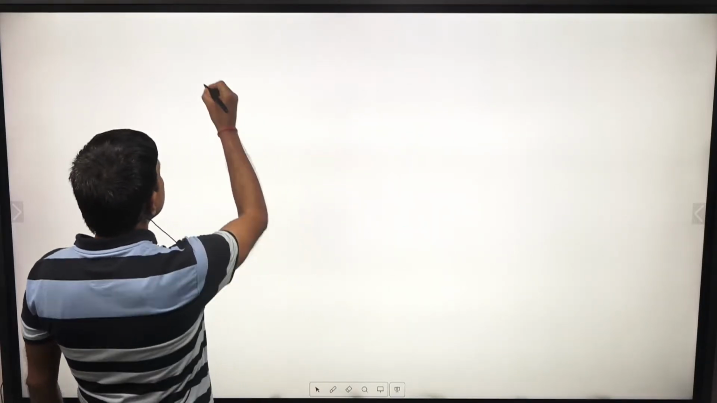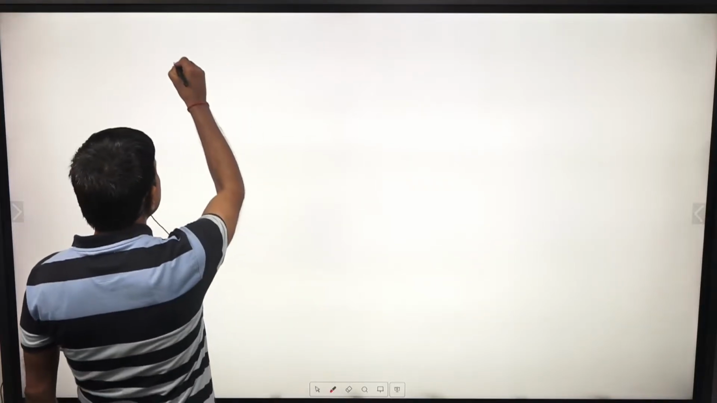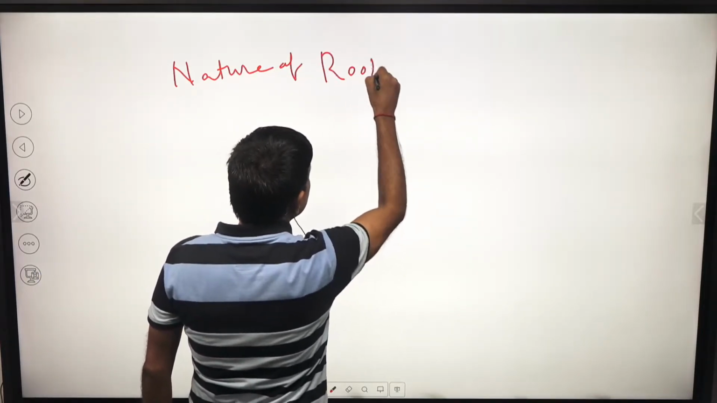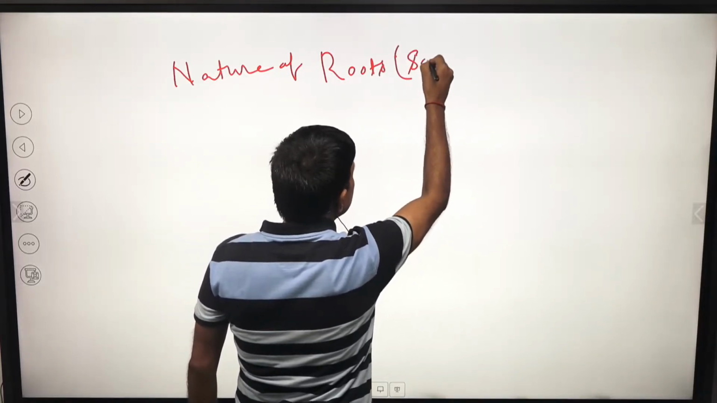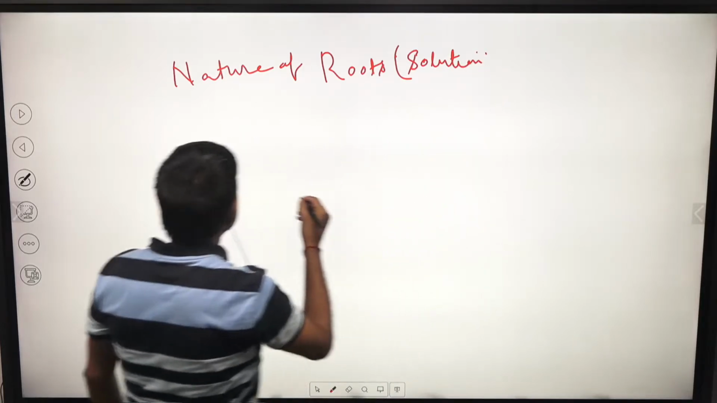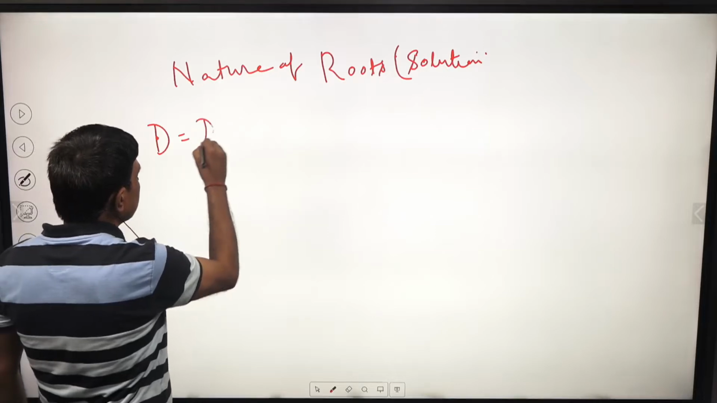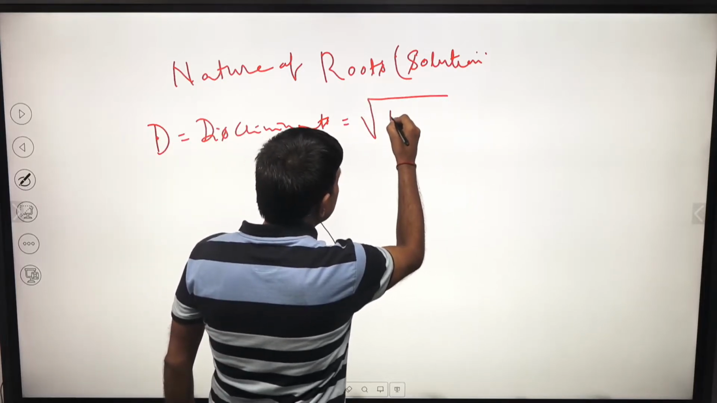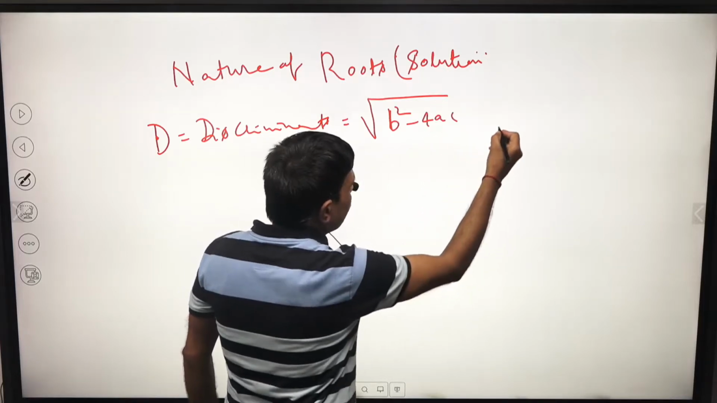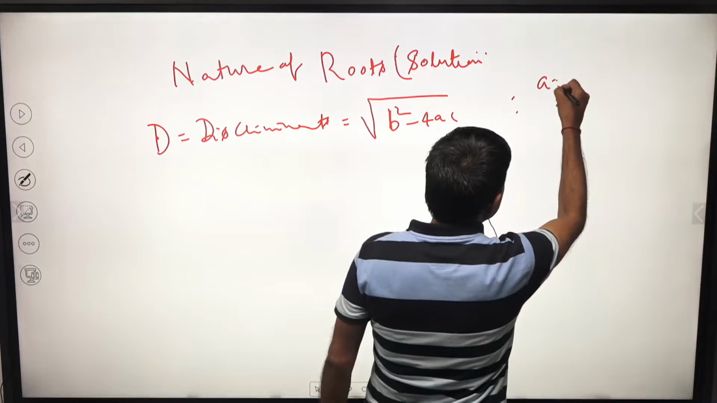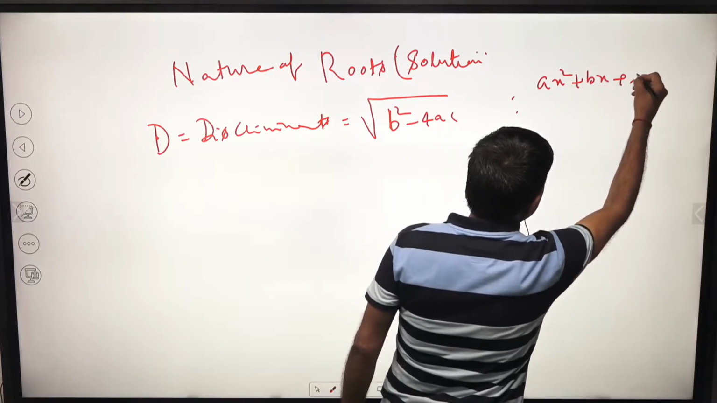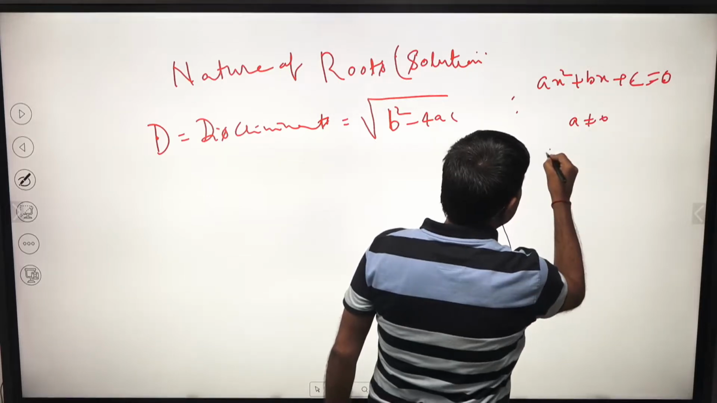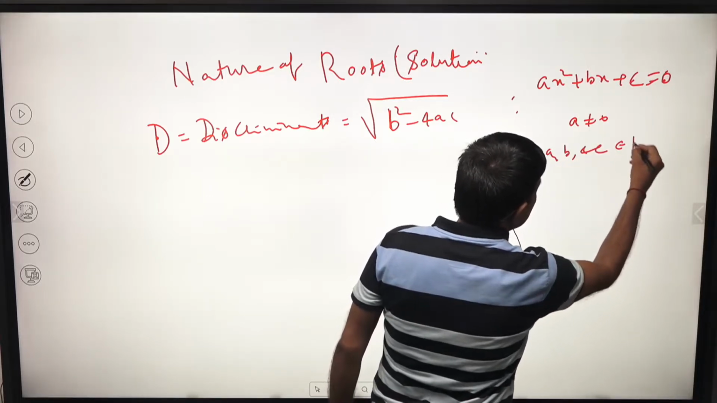Nature of roots. Roots in the sense of solutions. Here D means the discriminant. The discriminant is b² - 4ac, and our standard quadratic equation is ax² + bx + c = 0, where a is not equal to 0, and a, b and c belong to real numbers.